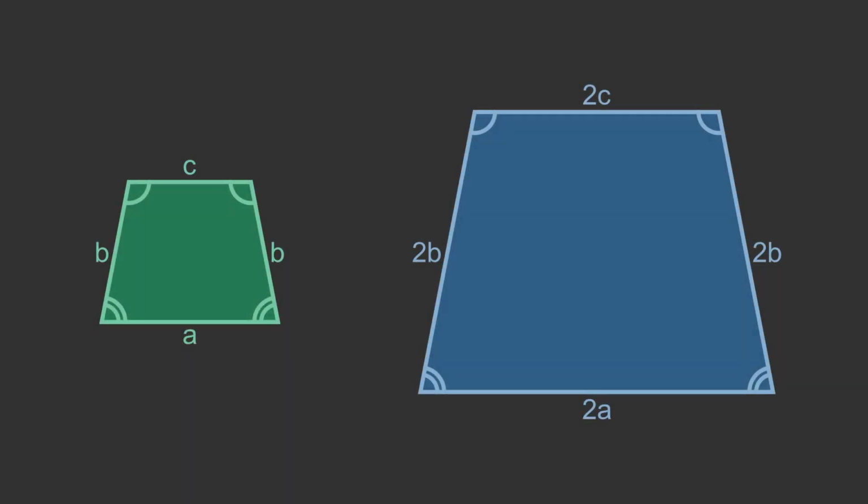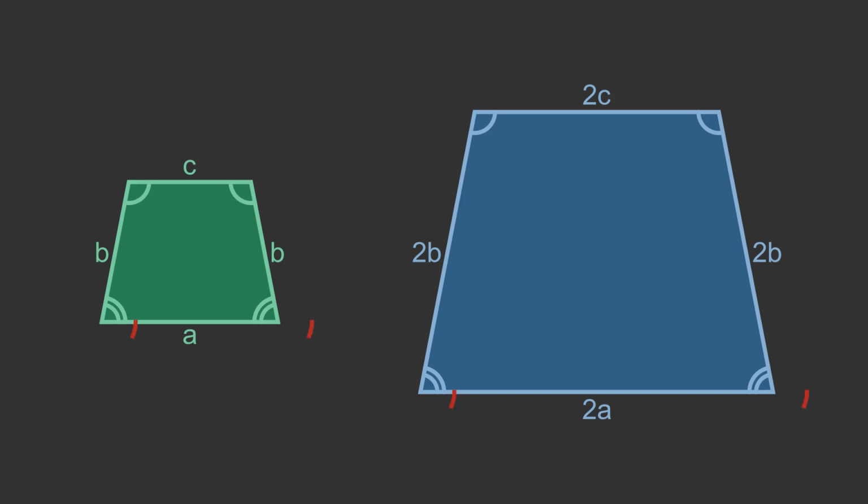Here is an example of two similar isosceles trapeziums. Using the first test, we can compare the lengths of the sides. The base lengths are A and 2A. The sides are B and 2B. The top edge is C and 2C. This means that every side of the larger shape is twice the length of the equivalent side on the smaller shape. So all the side lengths have the same ratio, which is 2 in this case.